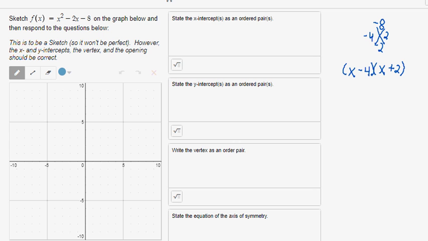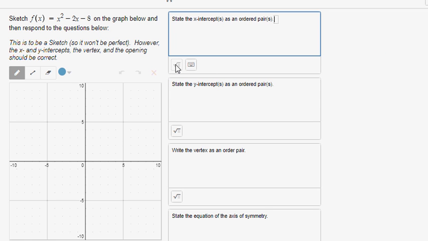a lot of people did this correctly. There are still some who did not, but our x-intercepts are (4, 0) and (-2, 0).